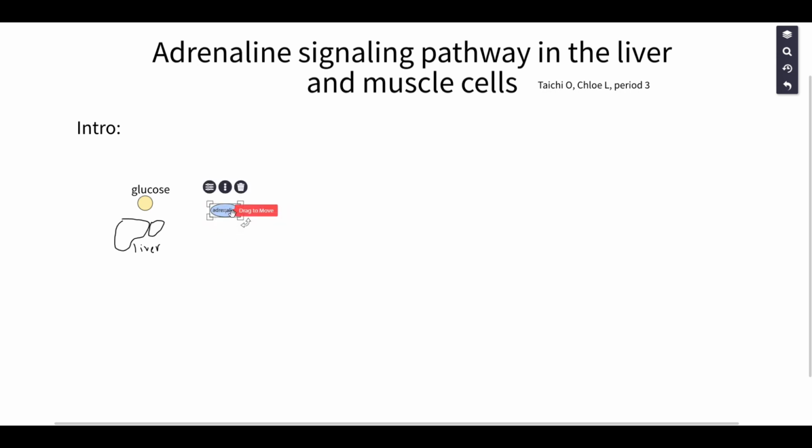Adrenaline, or epinephrine, is a signaling molecule that humans can produce, which regulates the release of glucose from the liver to act as fuel for muscle cells. We will get into the specifics about the responses later. Epinephrine, or adrenaline, is commonly known to play a role within our body's fight or flight response.